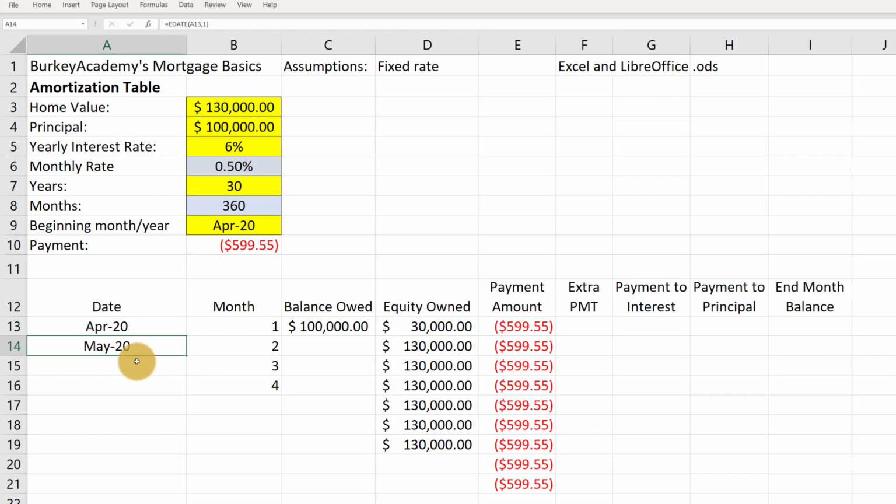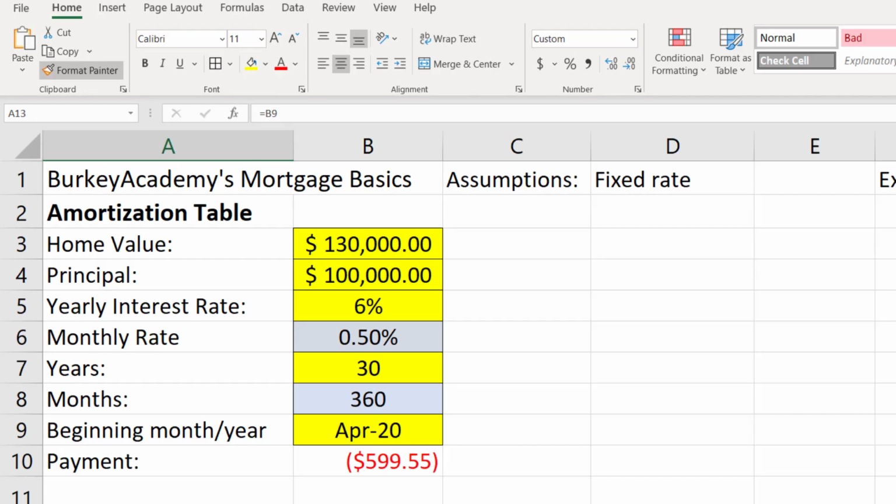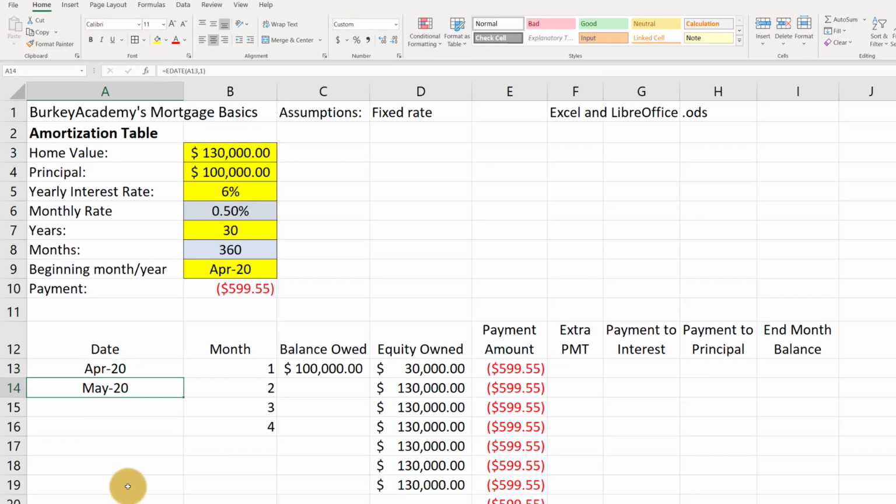Now what could happen to you sometimes in Excel is it might just give you what looks like a random number here instead of May-20. If it does that, just click on the April 20, come up here to the Format Painter button, and then click on the random number, and that'll tell it to format the date in the same way.